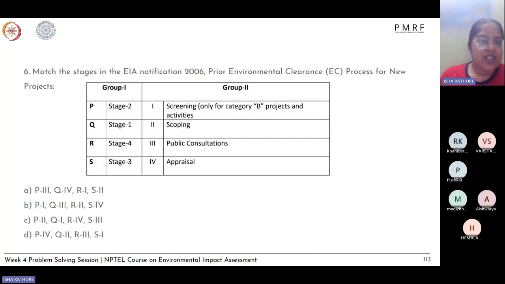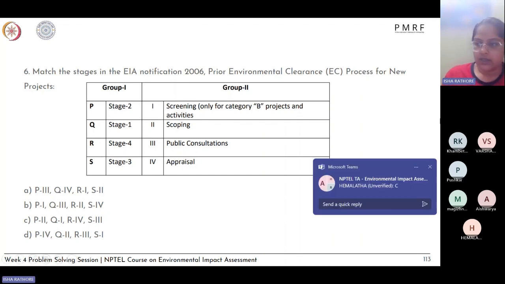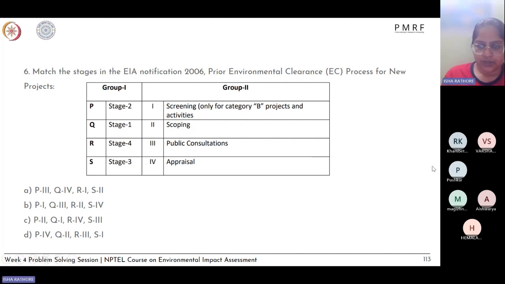Moving on, so match the stages in the EIA notification of 2006 prior environmental clearance process for new projects. So we have the different stages, and we have in group 2 the description or the title for these different stages. So this is from the EIA method. So we have C's coming in. Okay, another C. Okay, so C is the correct answer.